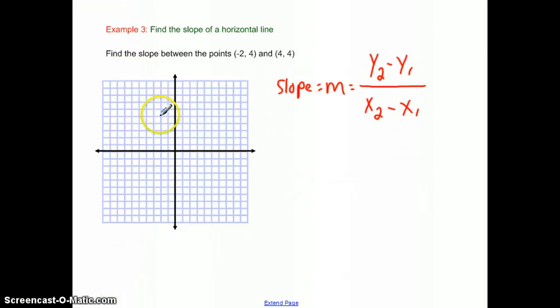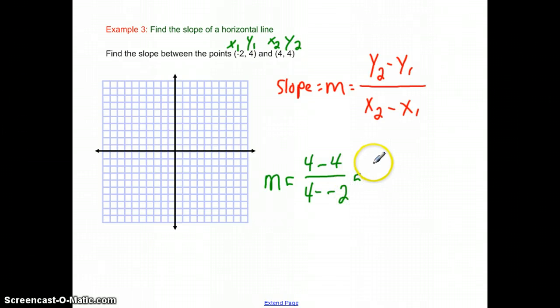Let's look at finding the slope of a horizontal line. Again, if we use the slope formula, going up here, this is our first point, so this is our x1, this is our y1, this is our second point, so this is our x2, this is our y2. So I'm just going to plug those in. y2 was 4, x1 was also 4, x2 is 4, x1 is a negative 2.